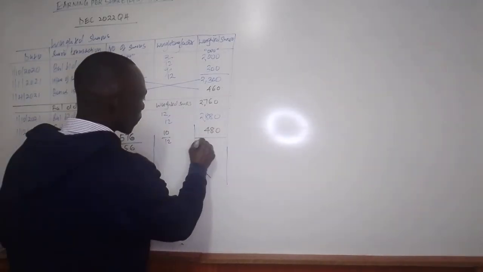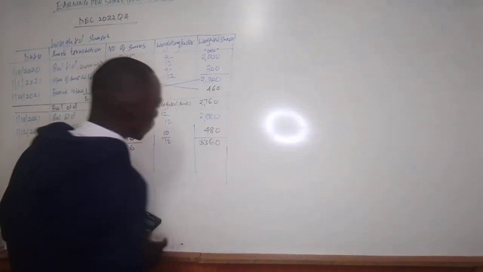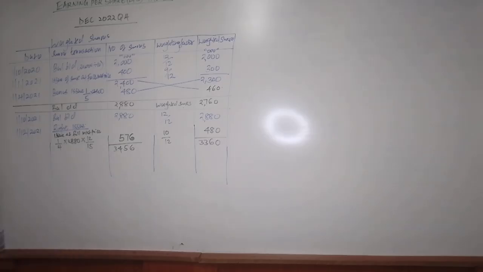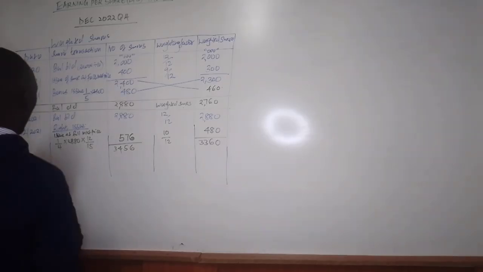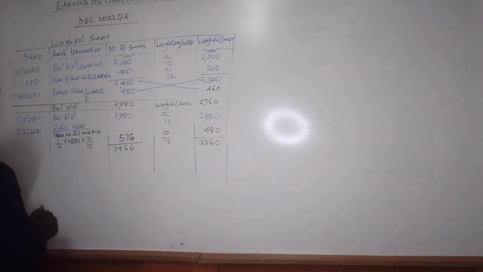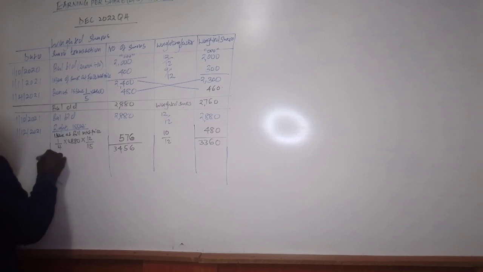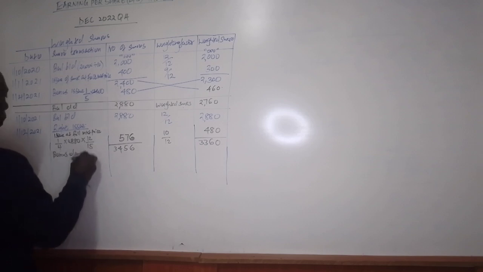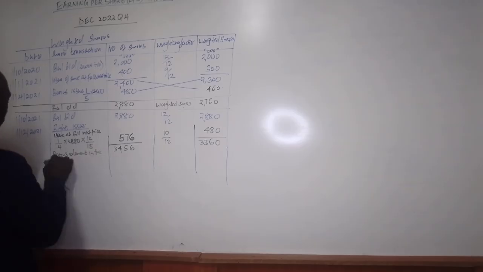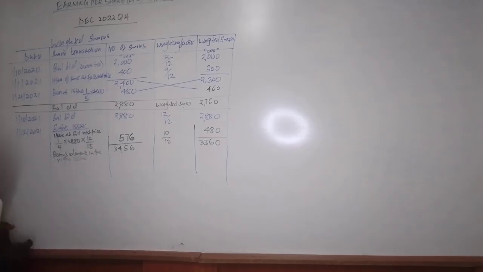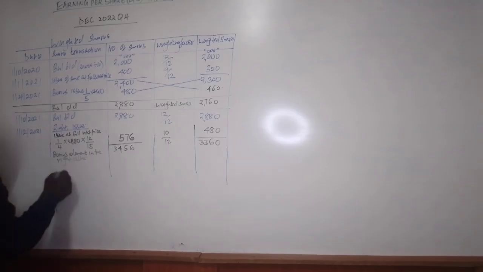So we will have 3360. So now we have the bonus element in the right issue. So let us have the bonus element in the right issue. Again, it is just the same exercise.